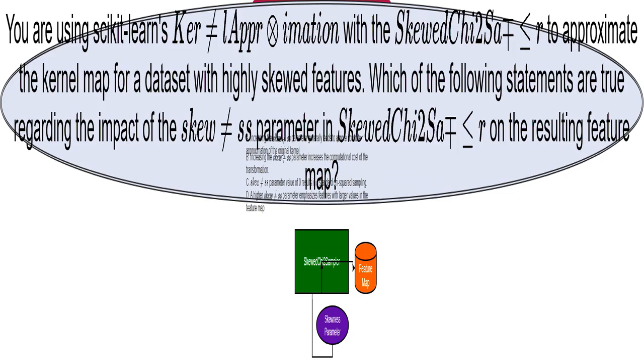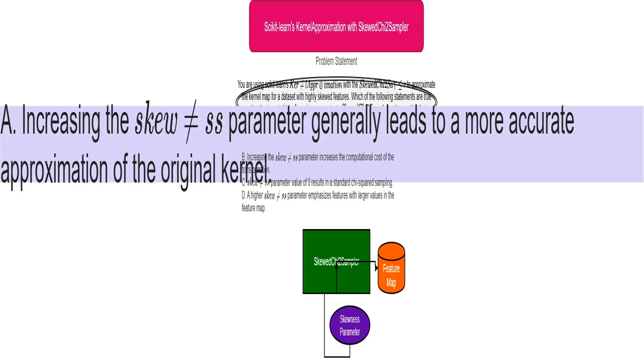This question focuses on the kernel approximation function in scikit-learn, specifically how the SkewedChi2Sampler and its skewness parameter affect the data transformation. I want you to think critically about how this parameter influences the final output, the feature map. This statement explores whether cranking up the skewness value improves the approximation accuracy.